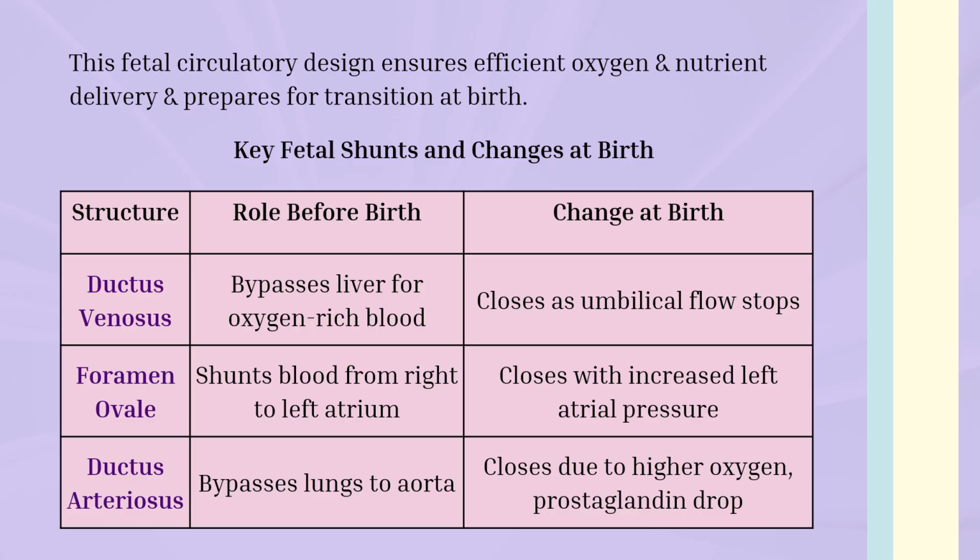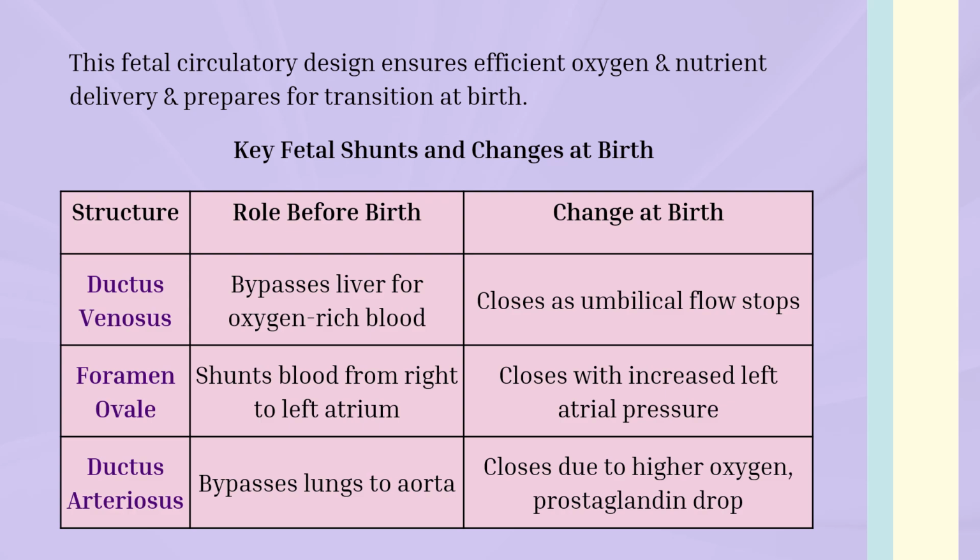Fetal circulation, that circulatory process, is designed to ensure efficient oxygen and nutrition delivery and prepare the baby for that transition to birth. There are key fetal shunts and changes that occur before and after birth. Thinking of the three core structures we've talked about, the ductus venosus, before birth, bypasses the liver for oxygen-rich blood, and then at delivery closes as the umbilical flow stops.